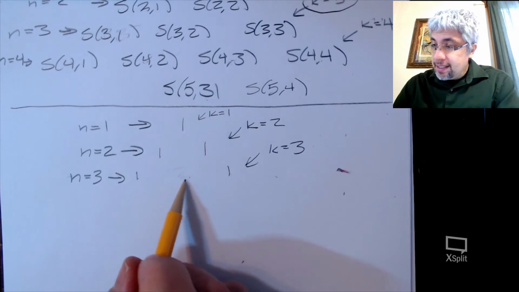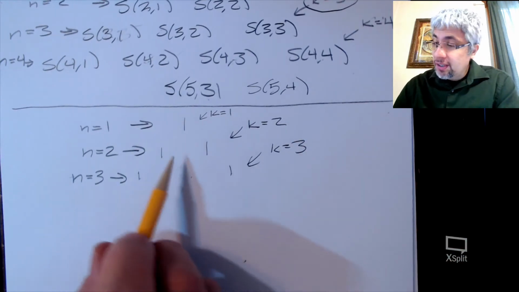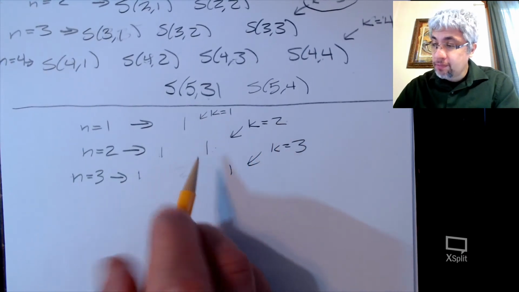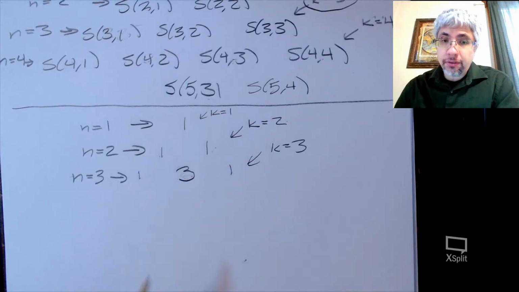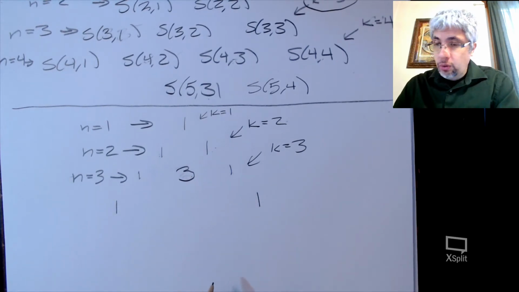Okay, so to get this number, I don't put a 2 there. With Pascal I would. What I'm going to put here is going to be 1 plus 2 times 1. 1 plus 2 times 1, that gives me a 3. Okay, so now for the fourth, I'm going to put a 1 and a 1 there.